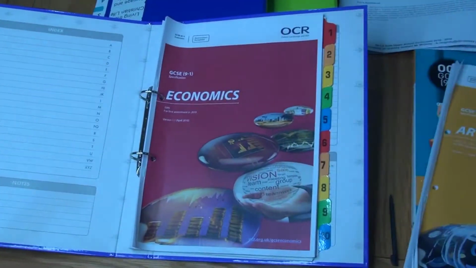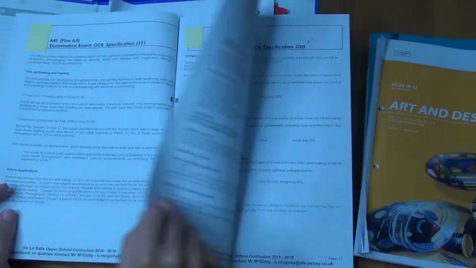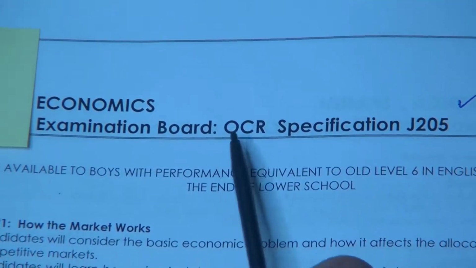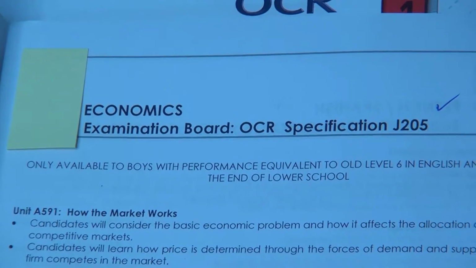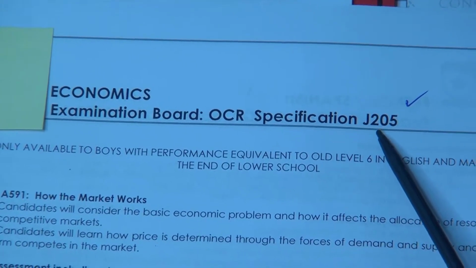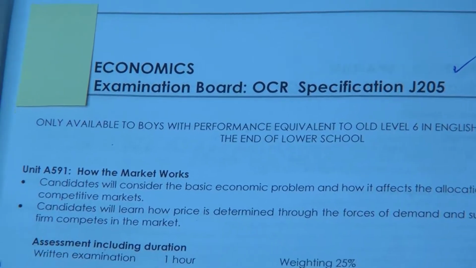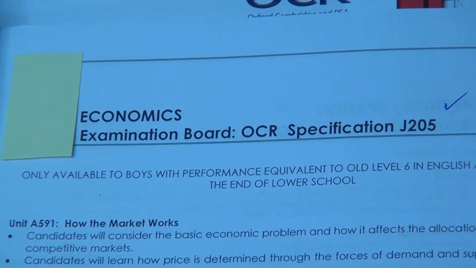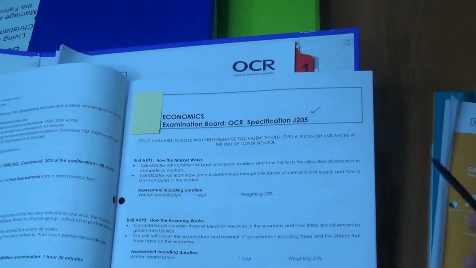So let's have a look at another subject. Another subject my son is going to be doing is economics. So again, I'm checking my examination board. In this case, he's doing OCR, and for the specific exam he's doing, here is his specification number. Remember, yours will be different depending on your examination board and the subject that you're taking. So it is this that you really need to check out and make sure you have got accurately. So I know he's J205.